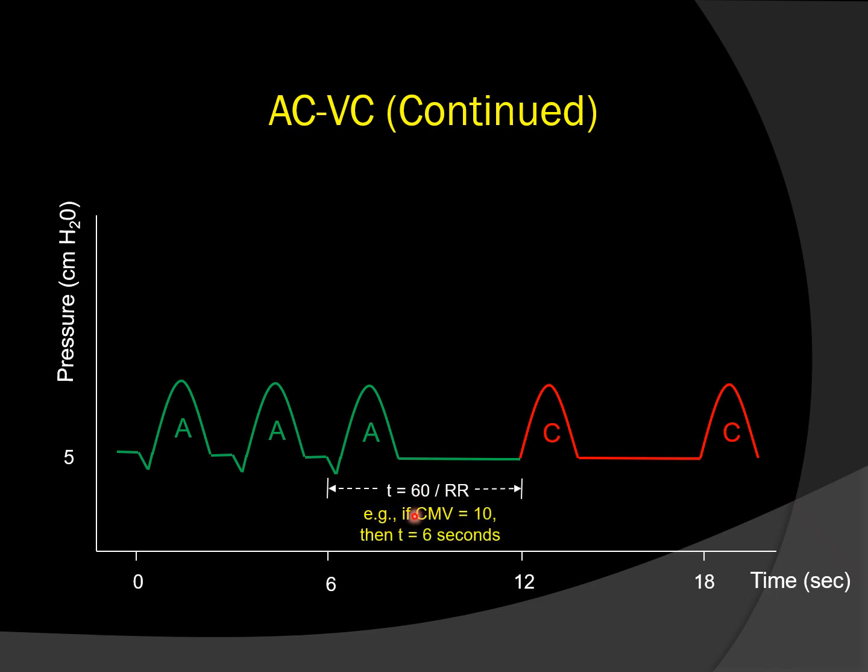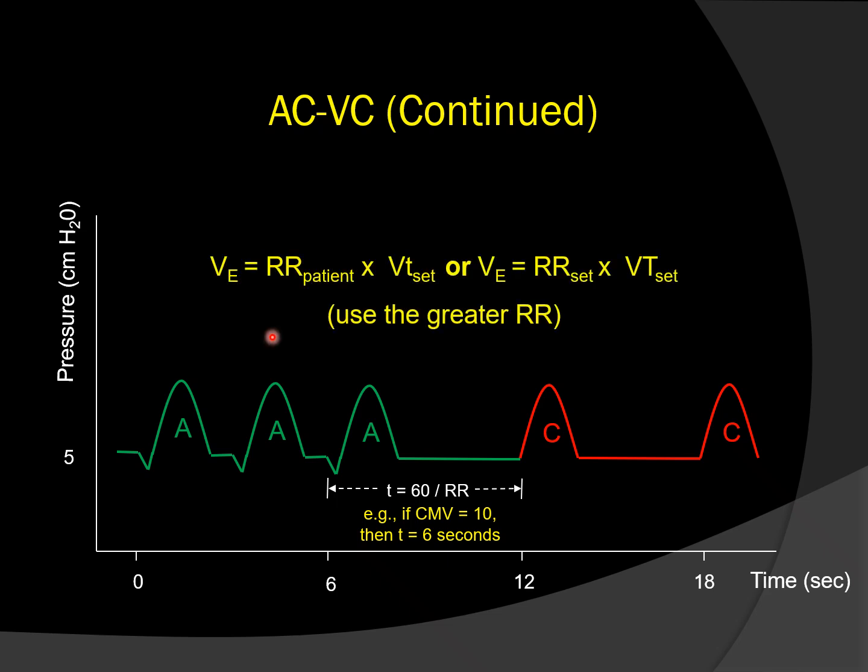So here's the formula. The set rate is 10, and the timer is set to 6 seconds because it's 60 divided by the set rate. That's the formula. In this case, the patient is going to receive either their rate times the set tidal volume or the set rate times the set tidal volume, whichever is greater.